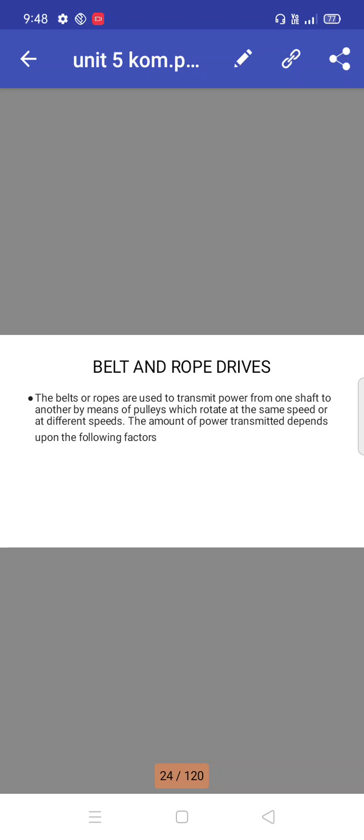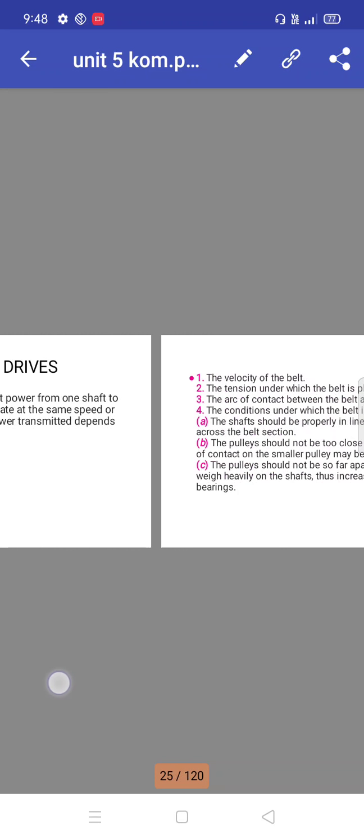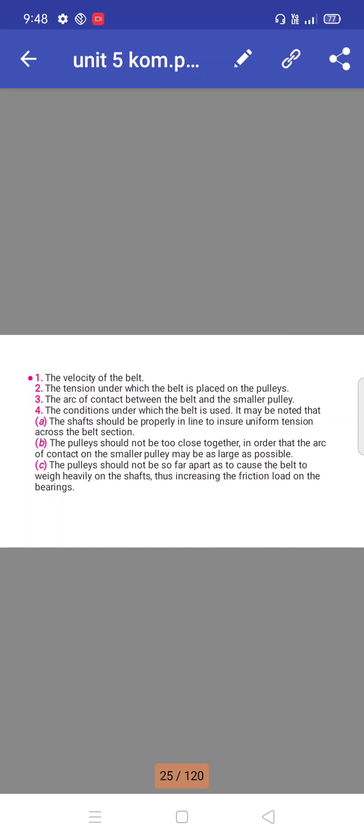Belt and rope drives. The belts or ropes are used to transmit power from one shaft to another by means of pulleys which rotate at the same speed or different speeds. The amount of power transmitted depends upon the following factors: the velocity of the belt, the tension under which the belt is placed on the pulleys, the arc of contact between the belt and the smaller pulley, and the conditions under which the belt is used. It may be noted that the shafts should be properly inclined to ensure uniform tension across the belt section. The pulleys should not be too close together.